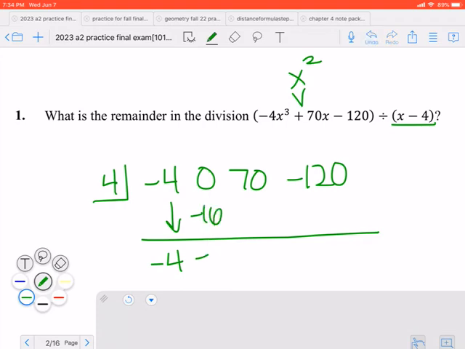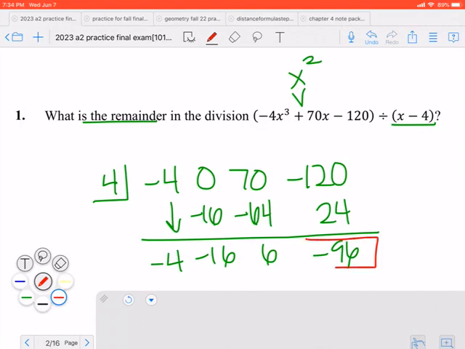0 plus negative 16 is negative 16. 4 times negative 16 is negative 64. 70 minus 64 is 6, and 4 times 6 is 24. That would be negative 96. So this question said, what is the remainder? So negative 96 is our answer.